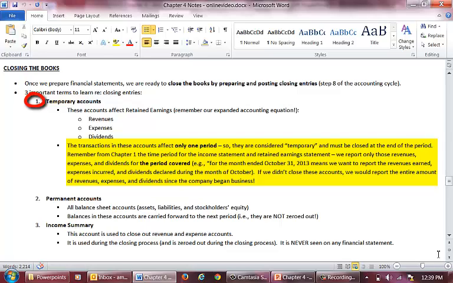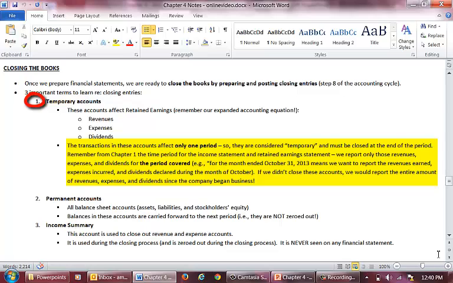We report only those revenues, expenses, and dividends for the period covered. For example, if our period is for the month ended October 31st, 2013, that means we want to report the revenues earned, expenses incurred, and dividends declared during the month of October, not before and not after.